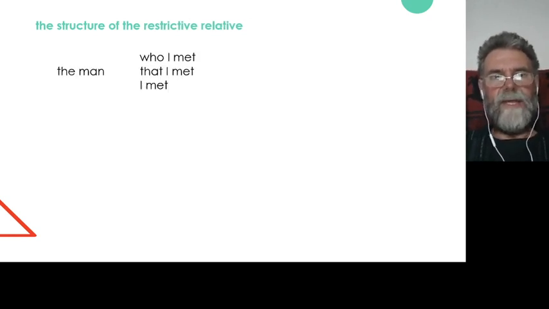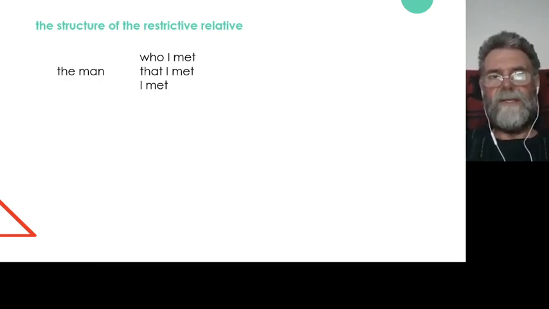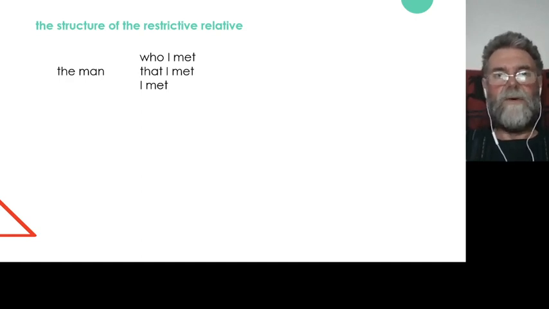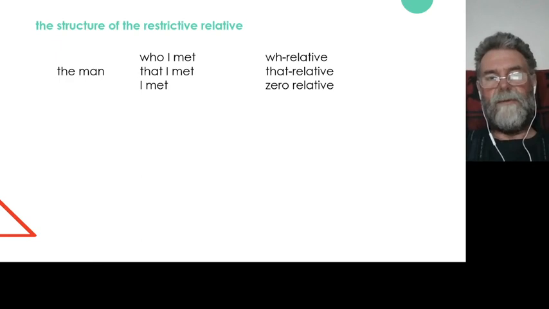Moving on now to the restrictive relatives, we've already noted that there is a bit of variation with these, more so than with the non-restrictive relative clause, inasmuch as you can start these clauses with a WH phrase, as in the man who I met, or with the complementizer, the man that I met, or with neither, that is, the man I met. These are all called fairly sensible names. We refer to the one that begins with a WH phrase a WH relative, the one that begins with the complementizer that a that relative, and the one that doesn't begin with either of those, we call a zero relative.